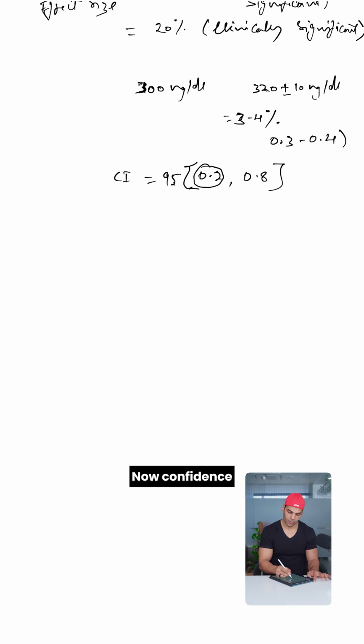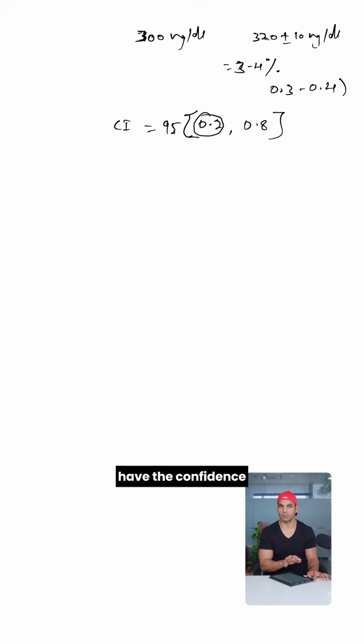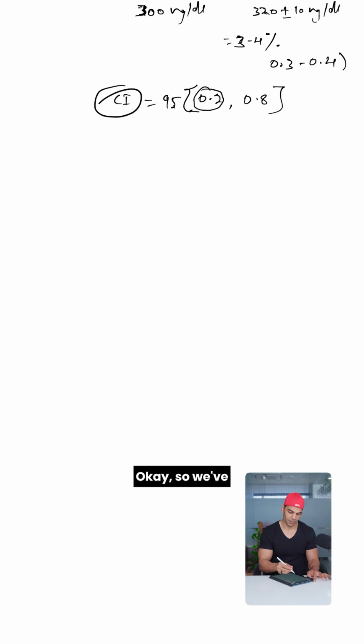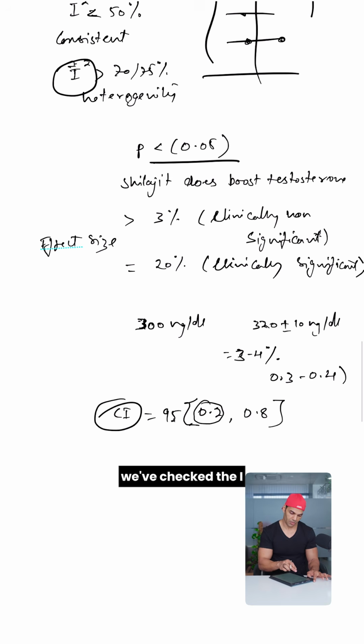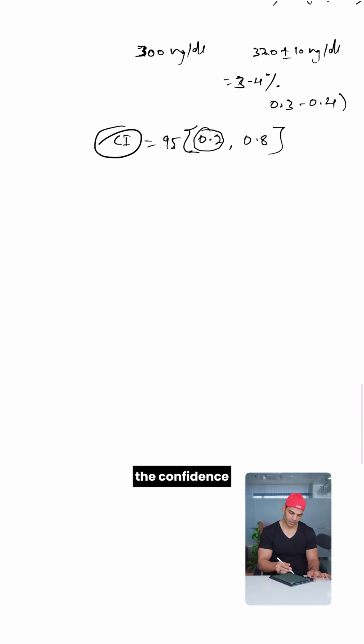Now, confidence interval typically should be non-zero. When it gets less than 0, then we have the confidence is not there. So this is again a measure of evaluating the sanctity of the data. Okay, so we've learned what? We've checked the I-square, which is heterogeneity, we've checked the effect size, and we've checked the confidence interval.